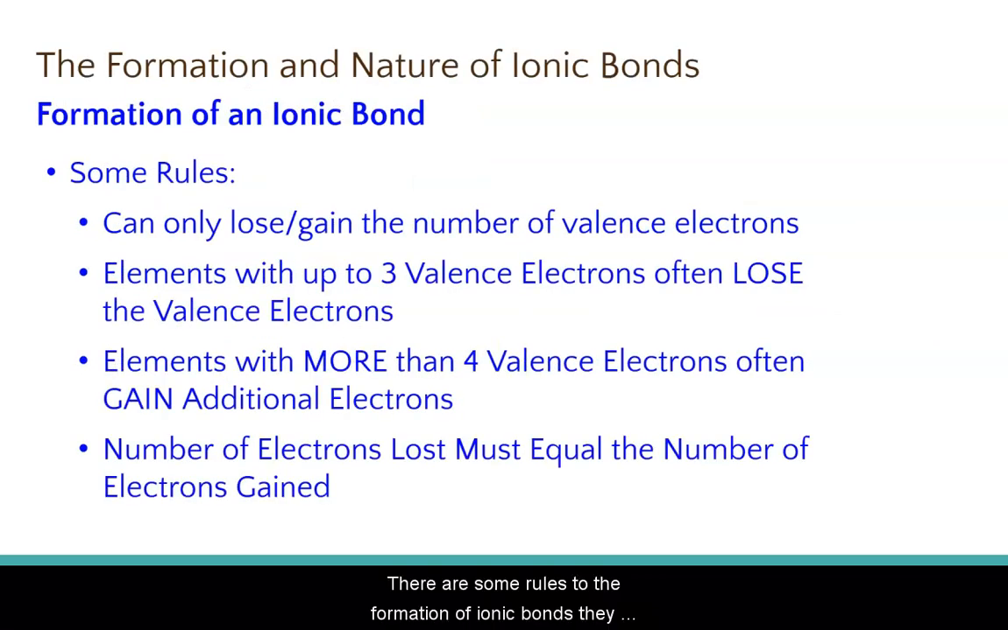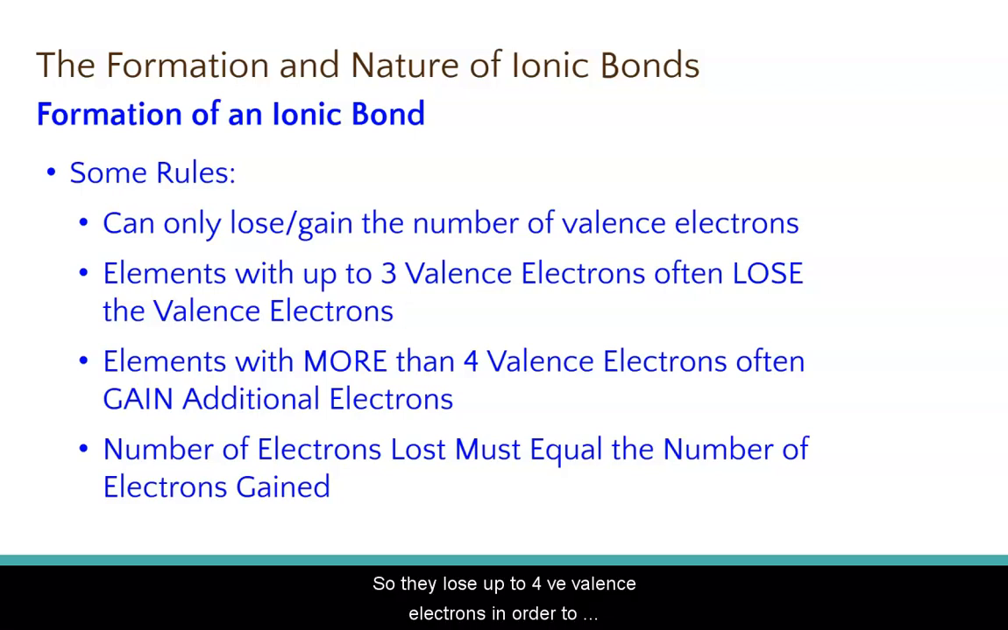There are some rules to the formation of ionic bonds. They can only gain or lose the number of valence electrons. So they actually do lose all of their valence electrons, or they gain as many as they need to get to 8. For example, columns 1 through 13 and then some of 14 do all form cations.